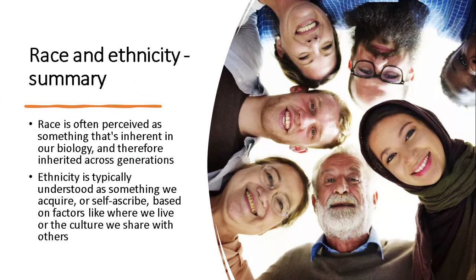So to summarise, race is often perceived as something biological or physical, which is inherited across generations. Ethnicity is typically understood as something we acquire or self-ascribe to based on factors such as where we live and the culture we share with others. Ethnicity, therefore, is more of a socialization process.